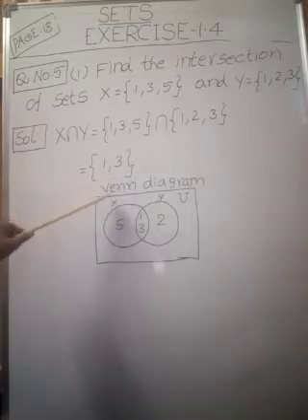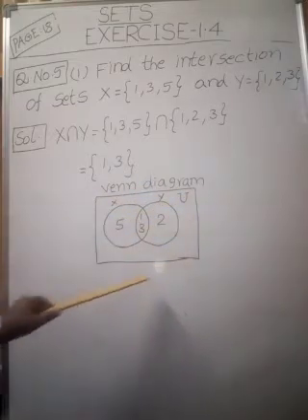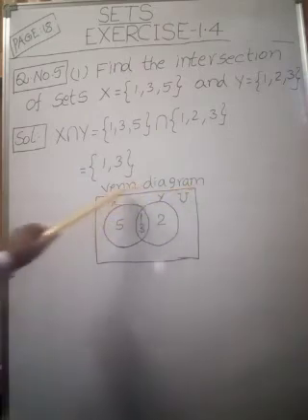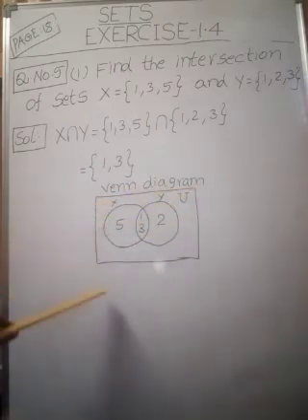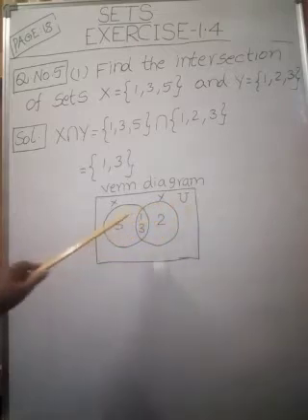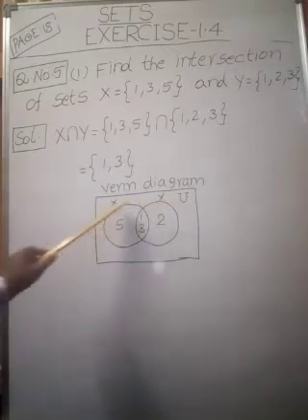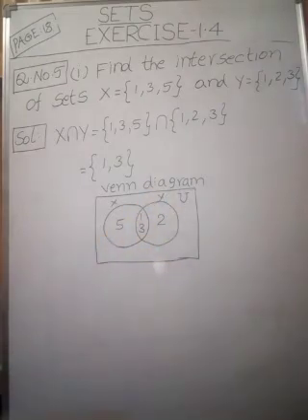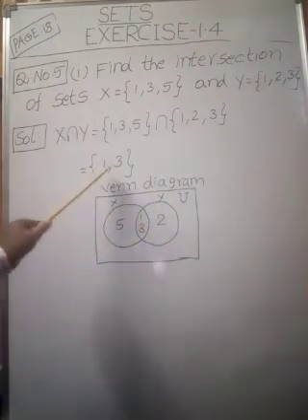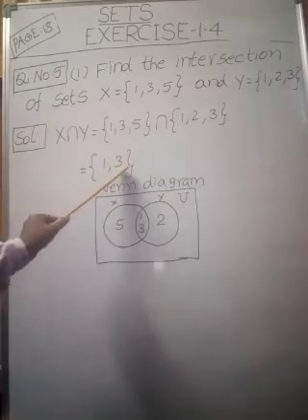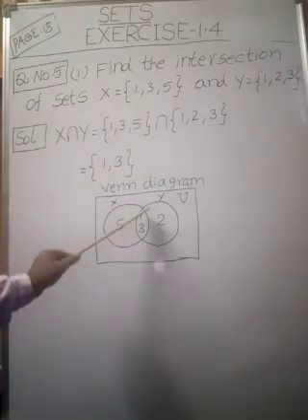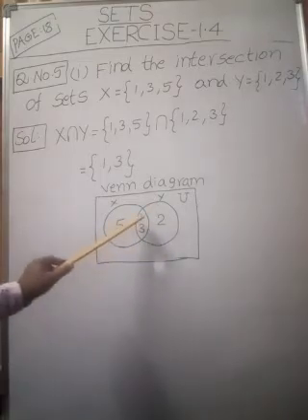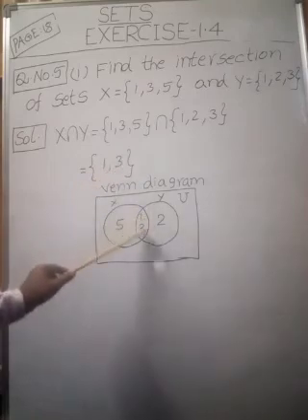Right. Now I am representing this data by means of a Venn diagram. See here, universal set, a rectangle. In this universal set, set X is denoted by this circle and set Y is denoted by this circle. For these both, 1 and 3 are common elements. So this is a common part to X and Y circles. So here I wrote 1 and 3. 1, 3 are common elements.